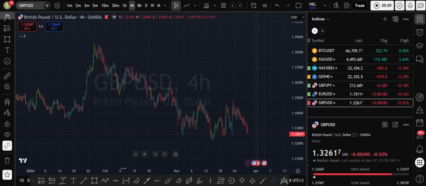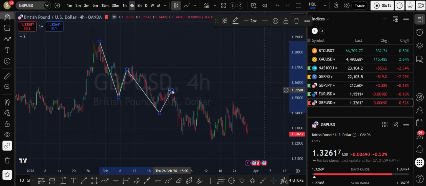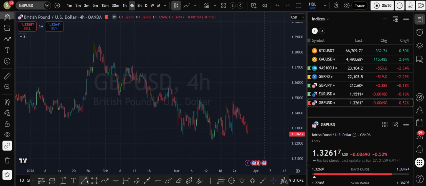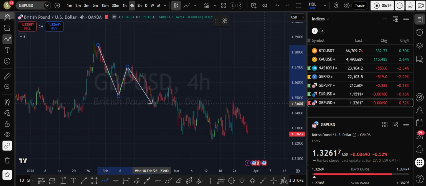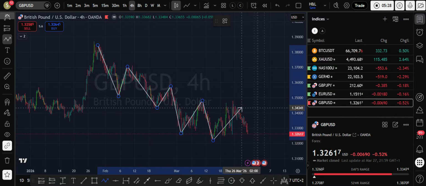For example, as you can see this market here, you will have higher high, higher low, higher high. Sorry, so sorry, this is a downtrend. Okay, here we have a lower low, lower high, lower low, lower high. We have lower low here, lower high, lower low, lower high.